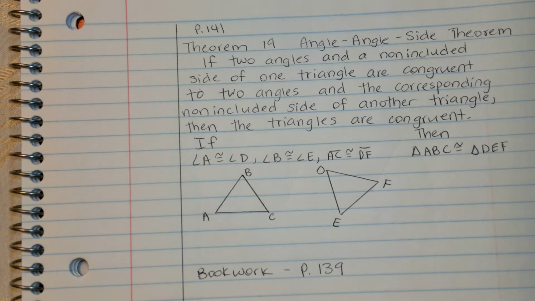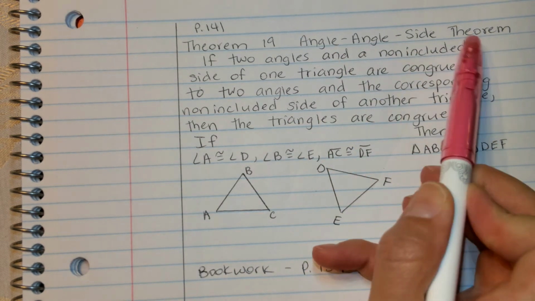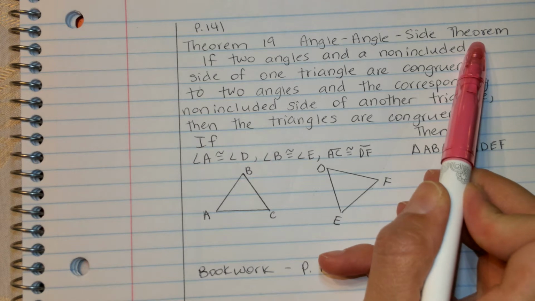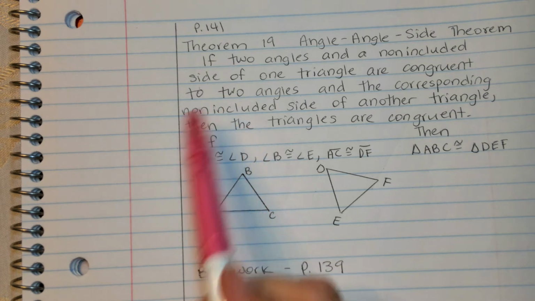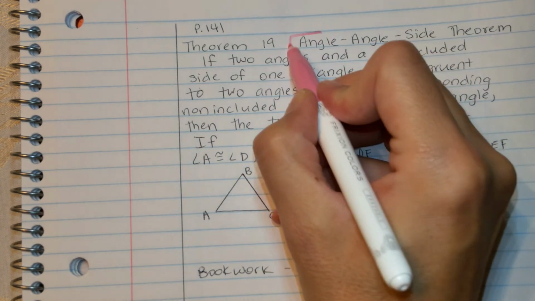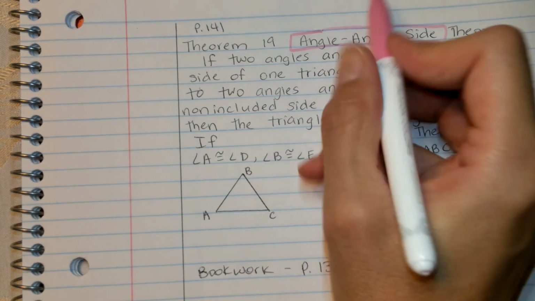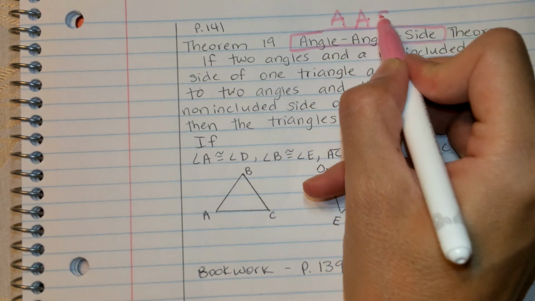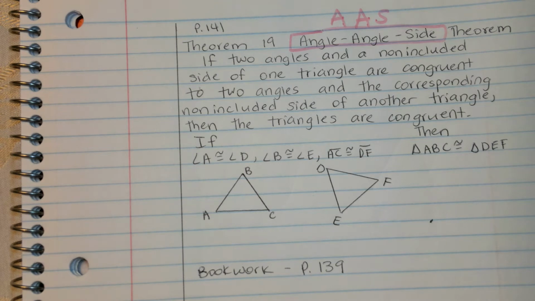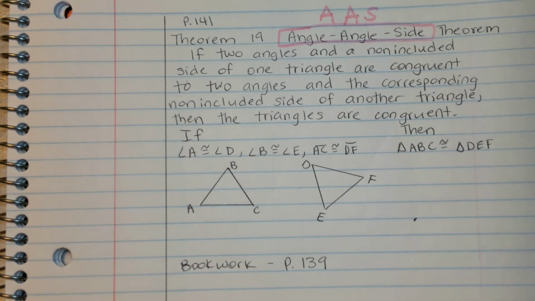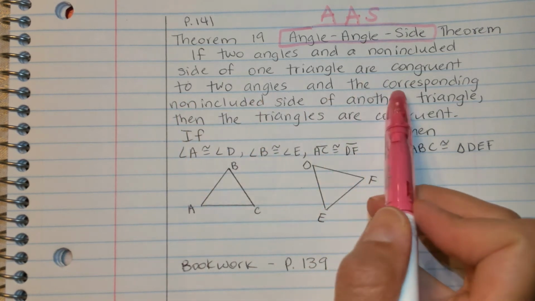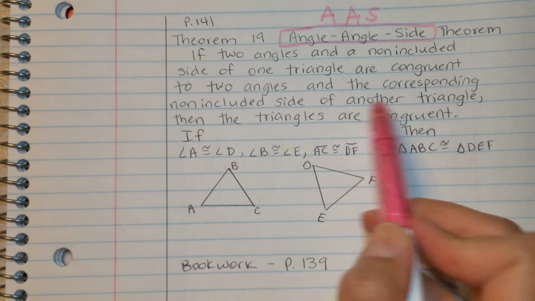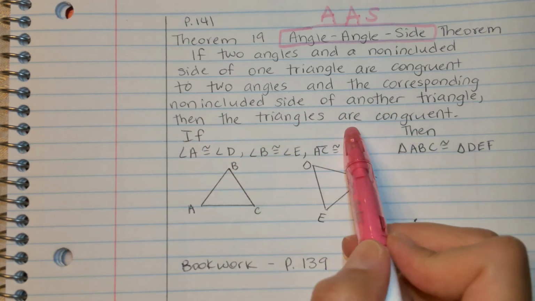Okay, so here's our theorem, number 19. It is angle, angle, side theorem. And remember, a theorem must be proven, while a postulate is like a rule that we follow. So for theorem 19, this is your angle, angle, side, AAS. If two angles and a non-included side of one triangle are congruent to two angles and the corresponding non-included side of another triangle, then the triangles are congruent.